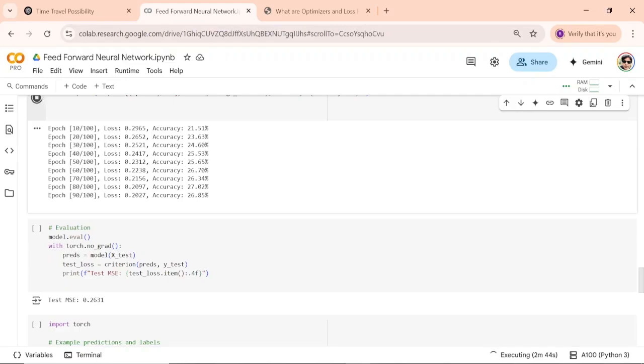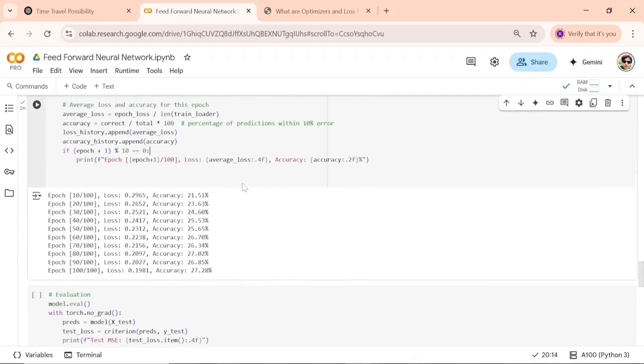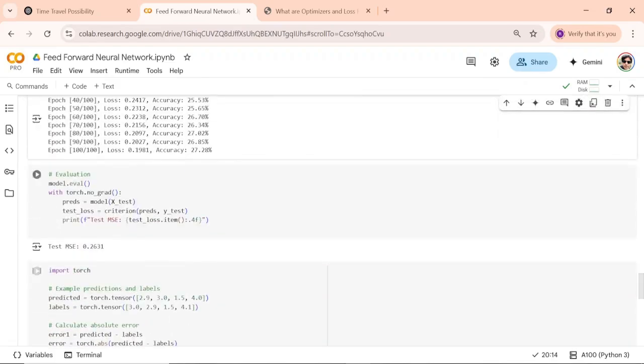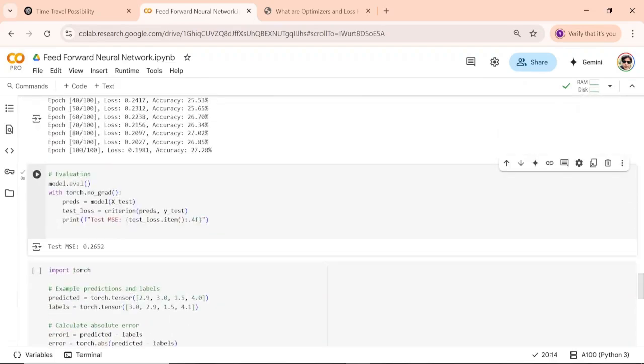So for the 100 epochs done, eventually we got the accuracy as 27%, which started from 21% in the first epoch, and the loss went to a minimum of 0.19 from 0.29. Okay, so this is the training which has been done for this model, and this is the evaluation I'm doing overall.